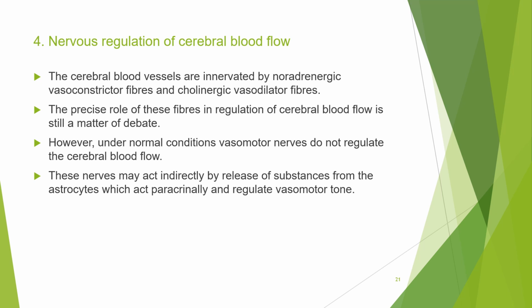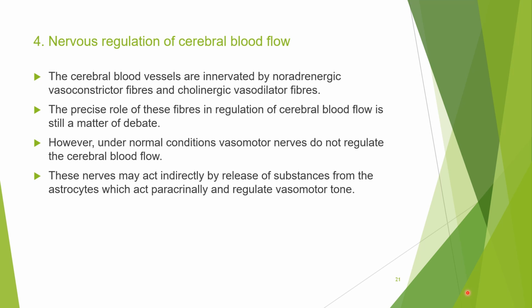However, under normal conditions, what happens? The vasomotor nerves do not regulate the cerebral blood flow. Normally, these are not at all important. These nerves may act indirectly by release of substances from astrocytes, which will act paracranially and regulate vasomotor tone. So this nervous regulation acts indirectly by acting on the astrocytes. Astrocytes will release some substances which will act on the blood vessels in the brain.